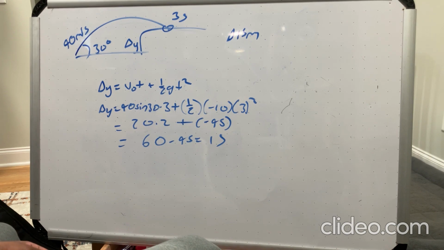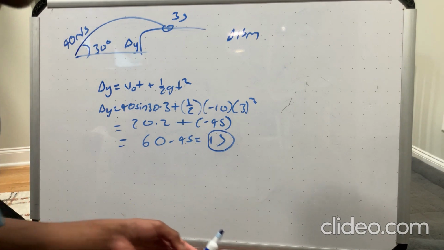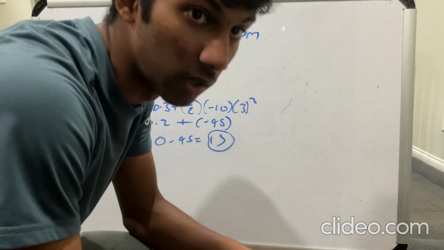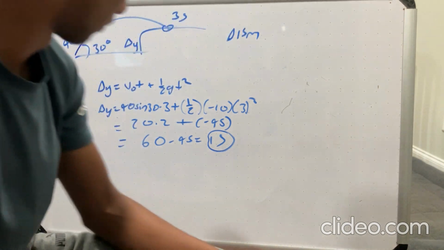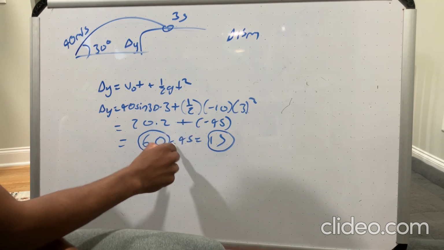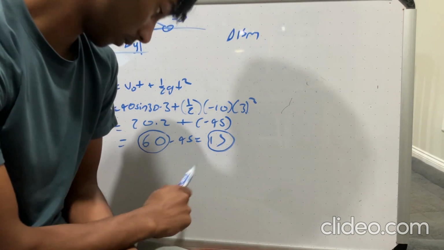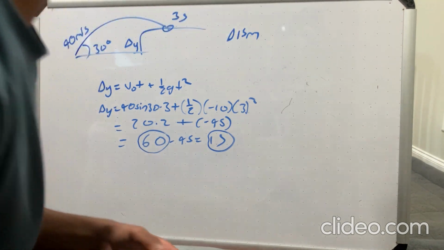So this is the answer. The reason I got it wrong was because instead of 60 and 45, I got a different number and I put 30 meters. So that's why I got it wrong.